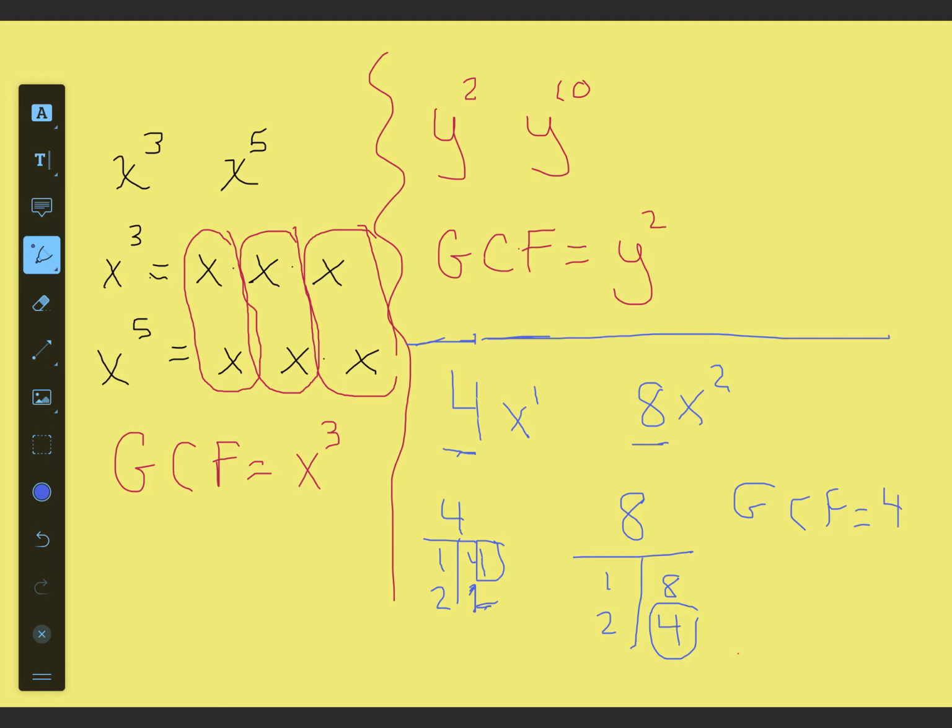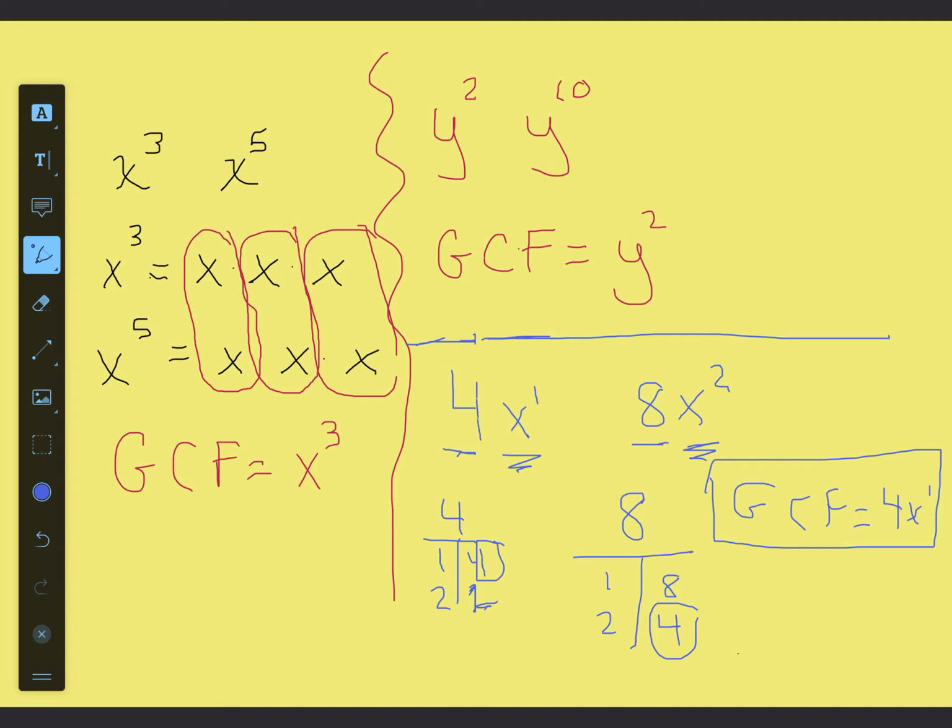Okay, so now let's focus on the variables. So we've got x to the first and x squared. So again, just take the lowest exponent. So our lowest exponent between these two is x to the first. So your GCF is just 4x to the first. Okay, that's your GCF. So that's pretty much how to find the GCF.